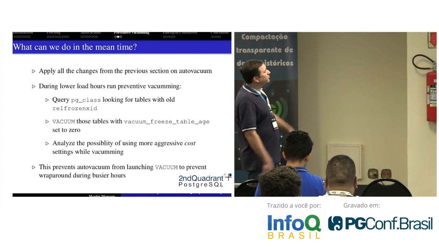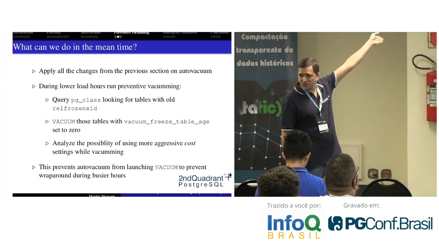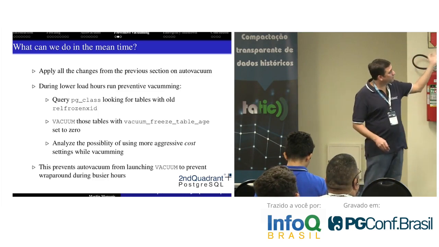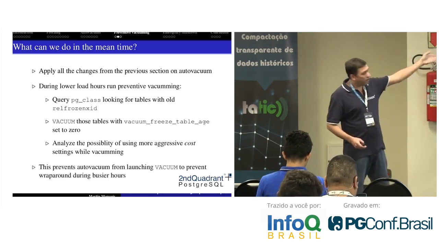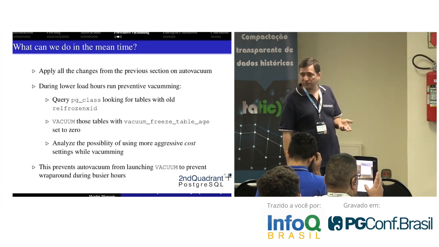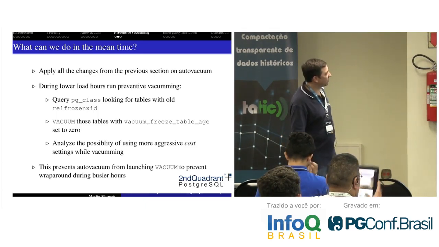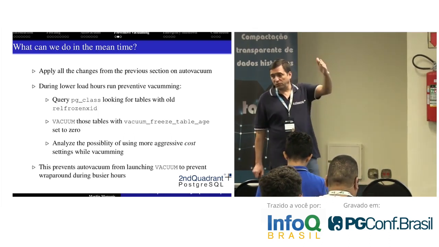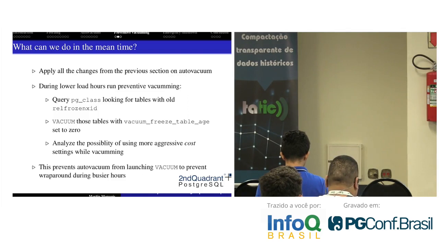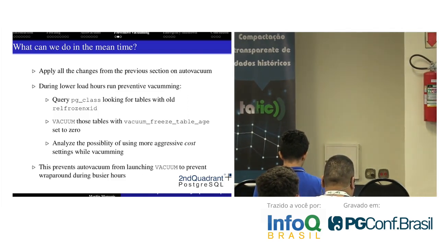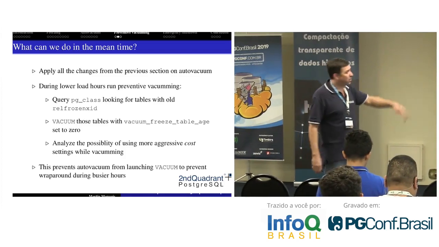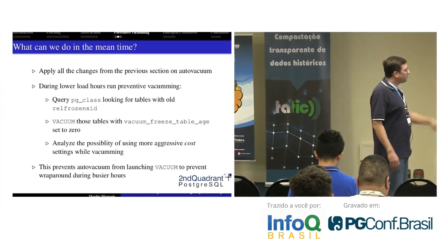So what else can we do in the meantime? Well, first of all, apply all the vacuum changes that we just talked about. And as I just said, during the low load hours, run some kind of preventive vacuuming. So just query pg_class like we just did in the other query that I just showed. Look for tables that are really old, that have a really large age in transaction ID. Basically the ones that are very close to autovacuum_freeze_max_age. There we go. And run a vacuum on those tables. Just get the ones that are really old and run a vacuum with vacuum_freeze_table_age set to 0.